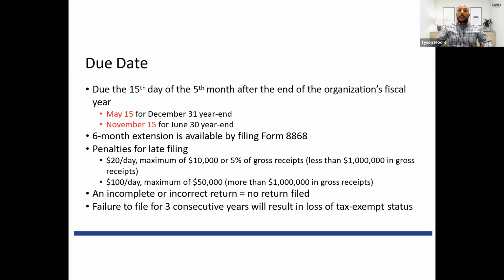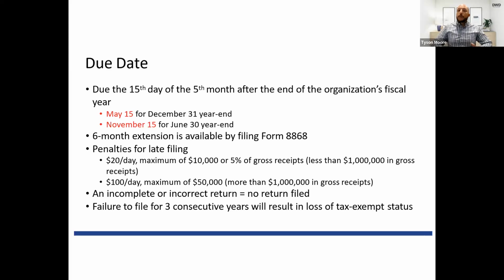If you do end up filing late, so let's say you don't file by the deadline, you don't file an extension, there are penalties and late fees, as you can see on the screen here. So you want to make sure that you do file your return or extension by the deadline. Also, if your return is incomplete or incorrect, so suppose that you need to file the full 990, but you only file the 990N. Well, the IRS is going to take that as no return was filed.